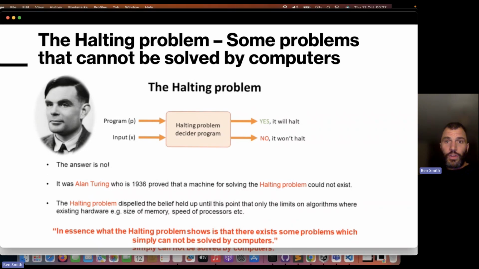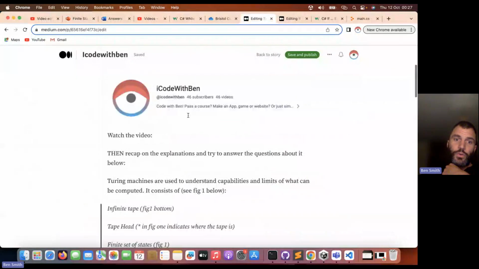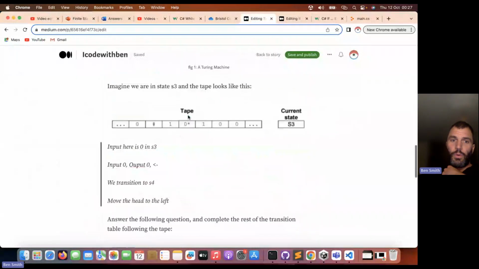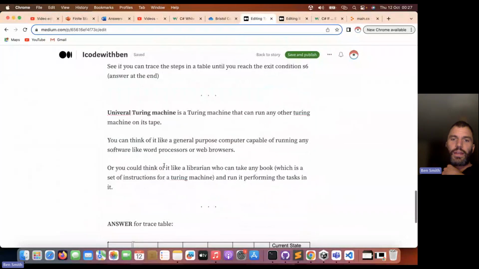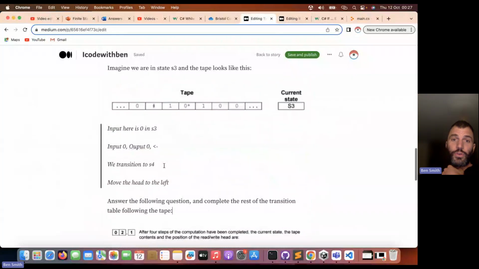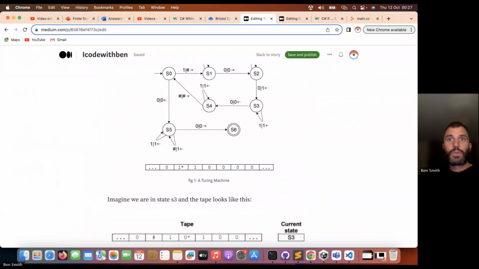So again, go to the link below and look at this article and read through it to refresh yourself about what I've just said, and then try and complete this table, and that will help you understand how to navigate your way through a Turing machine and read a tape.